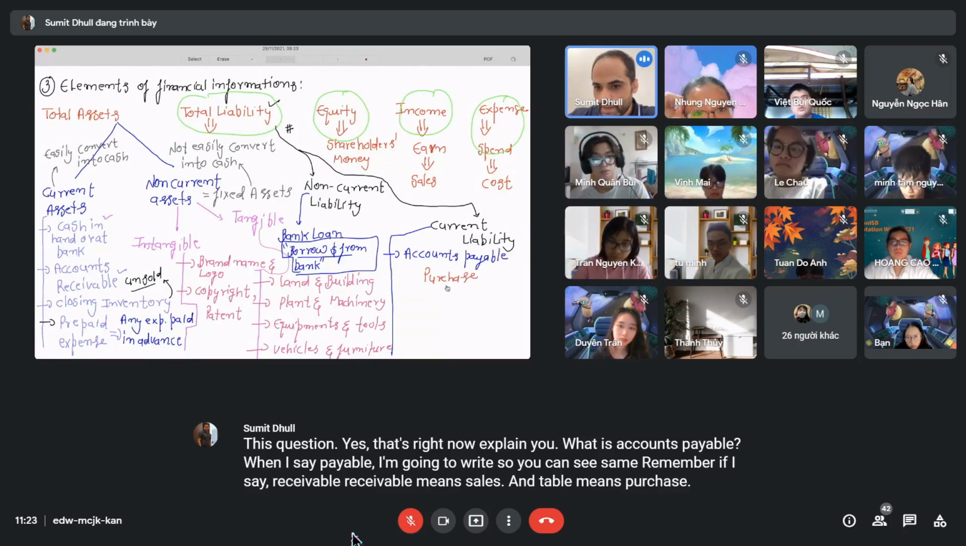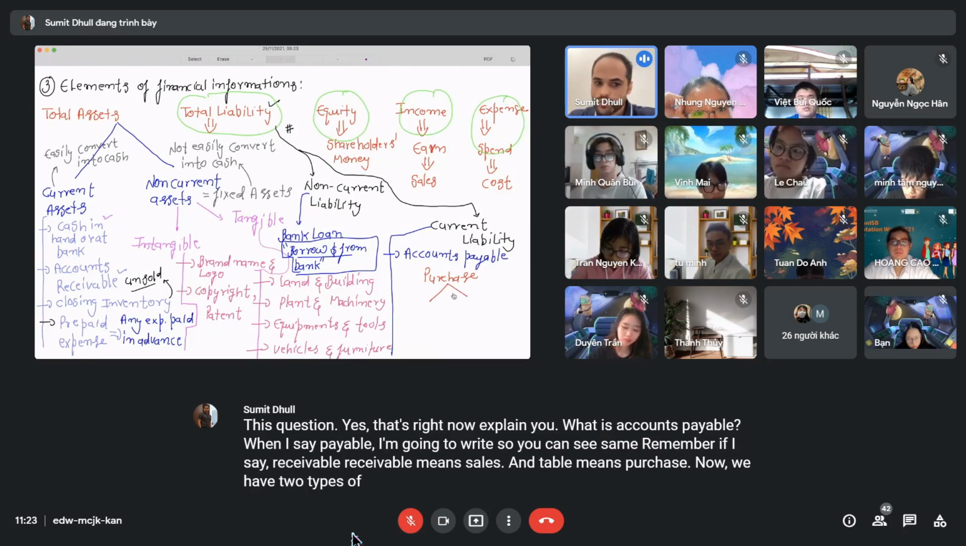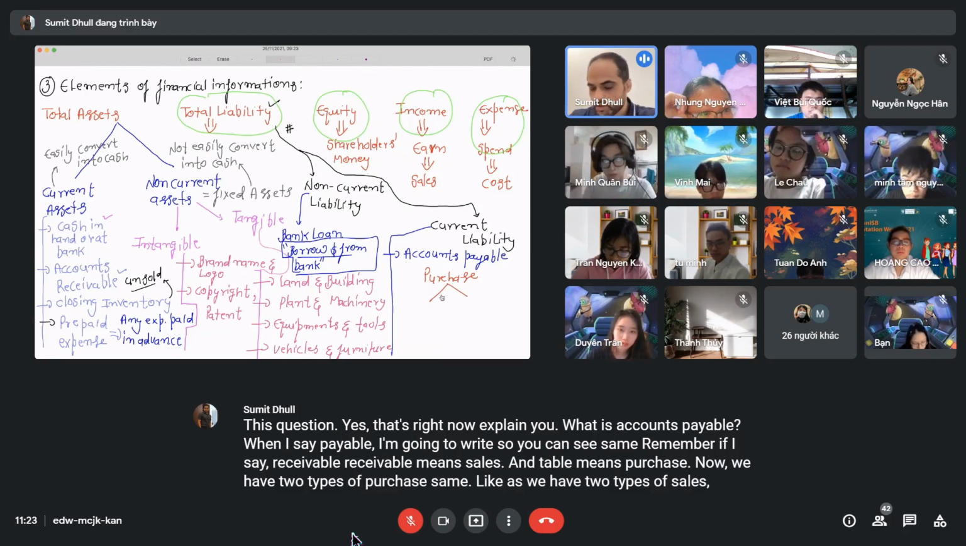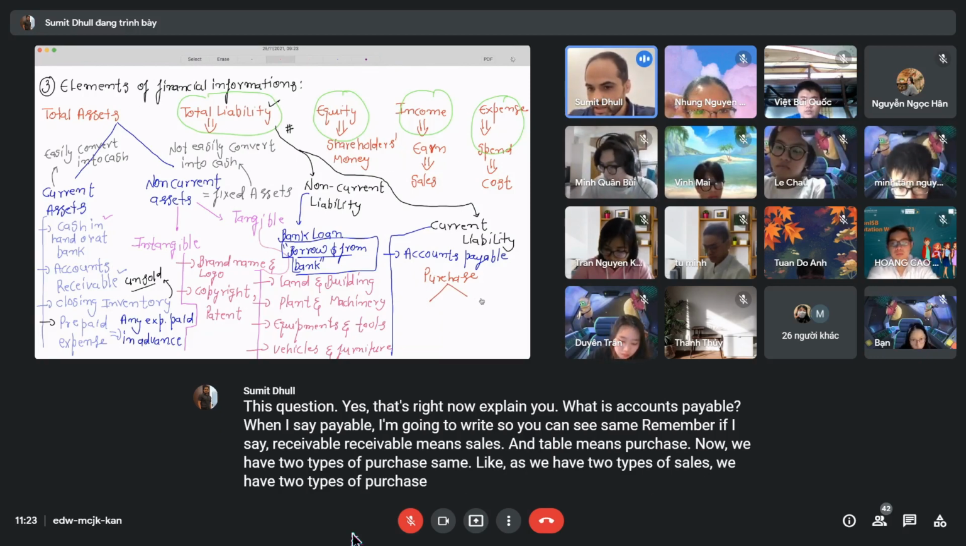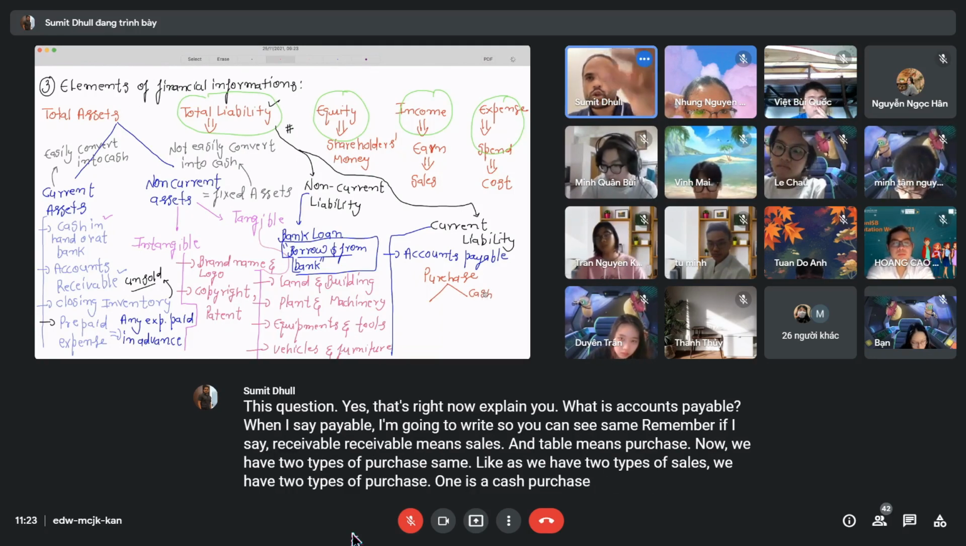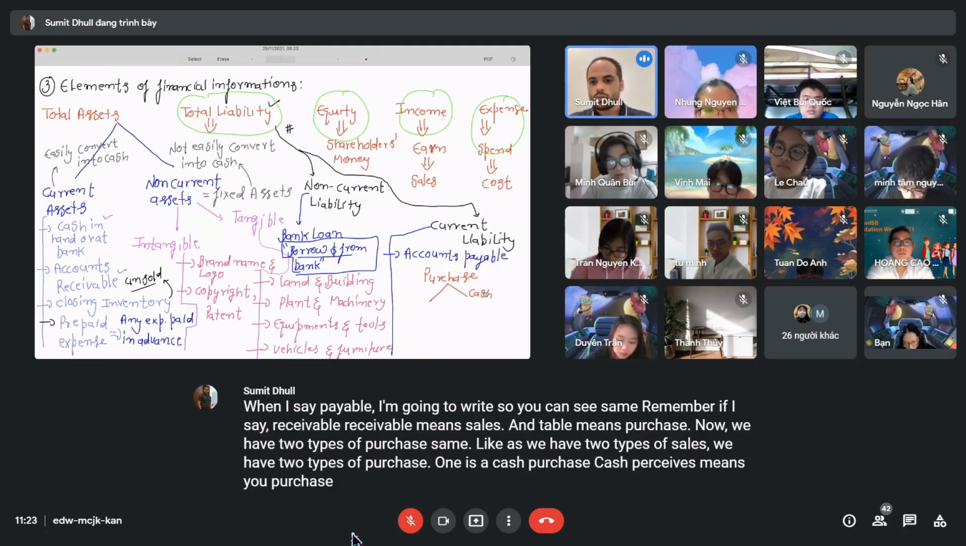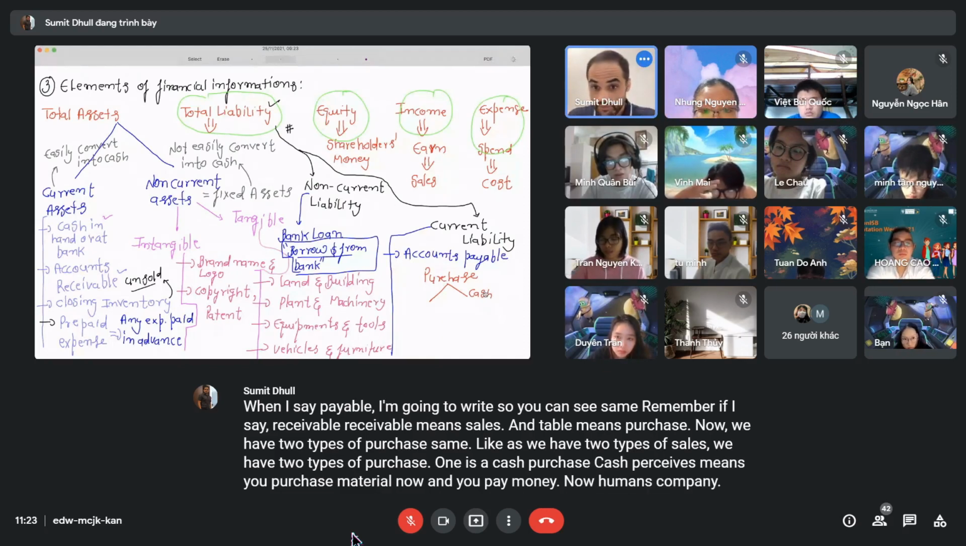Now we have two types of purchase. Same as we have two types of sales, we have two types of purchase. One is a cash purchase. Cash purchase means you purchase material now and you pay money now. You means company.